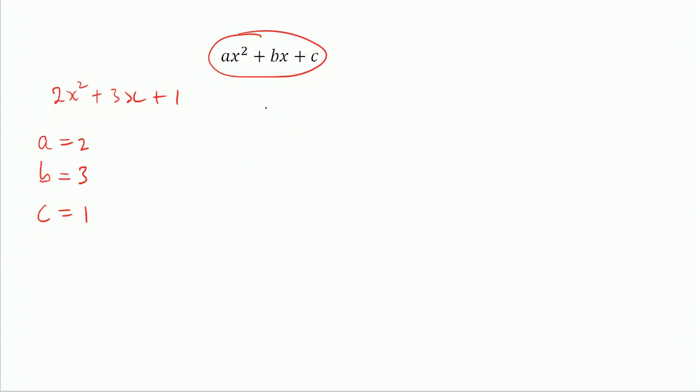If we had something like 3x squared minus 6x plus 1, again this is a quadratic expression, in which case the coefficient of x squared is a, and that is equal to 3. The coefficient of the x term, which is b, is equal to minus 6. That is this term here. And c is equal to 1 in this case.